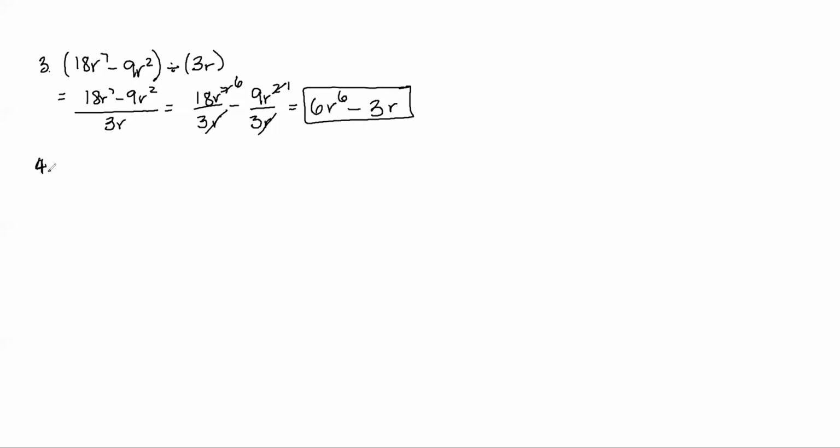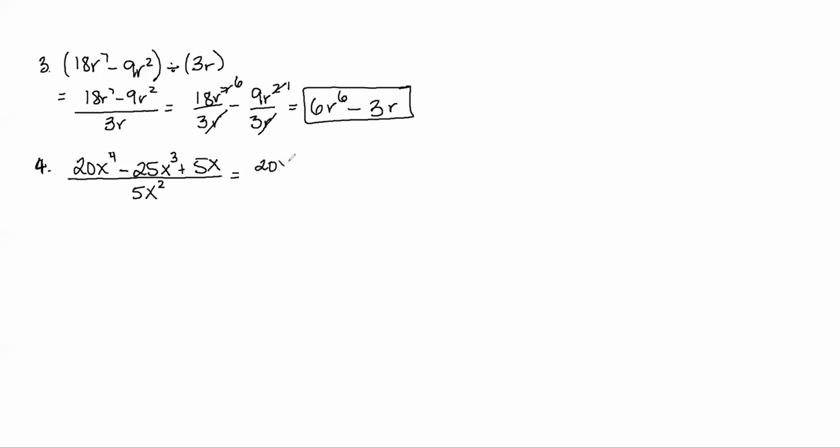All right, number 4. 20x to the 4th minus 25x cubed plus 5x all over 5x squared. So this one is the first one where things aren't going to cancel out quite as nicely. So let's see what I mean. Let's go ahead and split this up first.